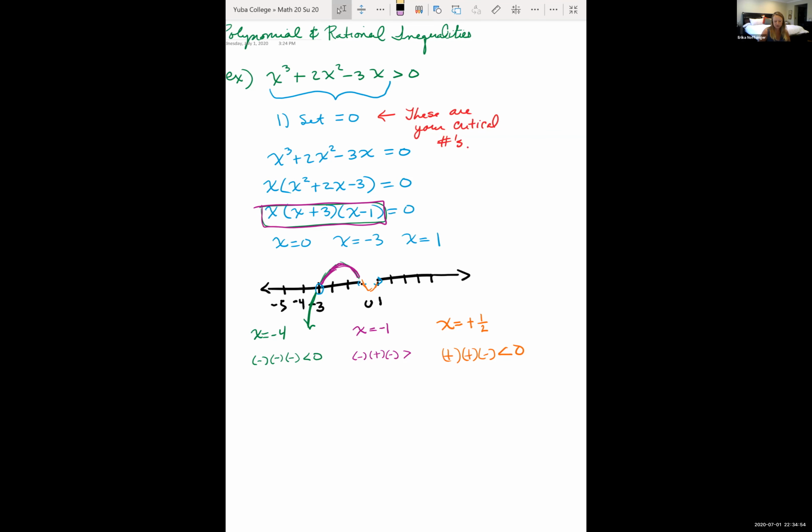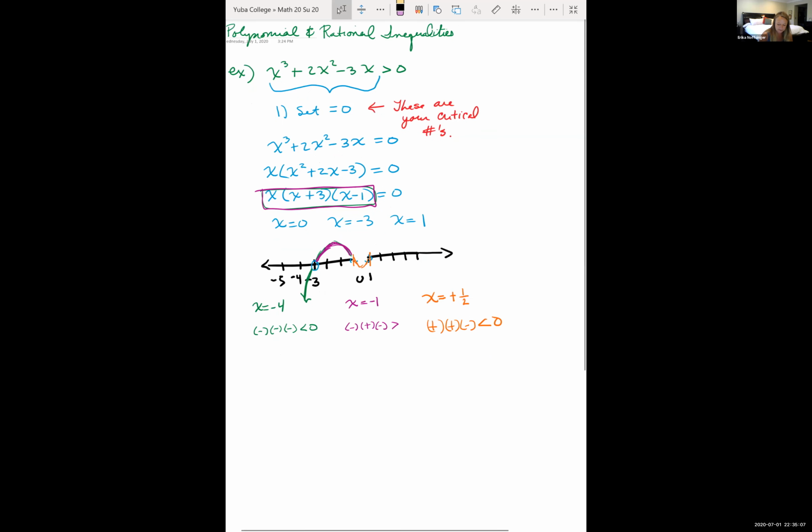And now choose anything greater than 1. Anything greater than 1, we can reason again about the multiplicity that it should be above. Before, you would have to test a value to the right of that critical number. So let's say x equals 2. So 2, that's positive. 2 plus 3, that's positive. And 2 minus 1, that's positive. This is greater than 0, and so this falls above the x-axis.